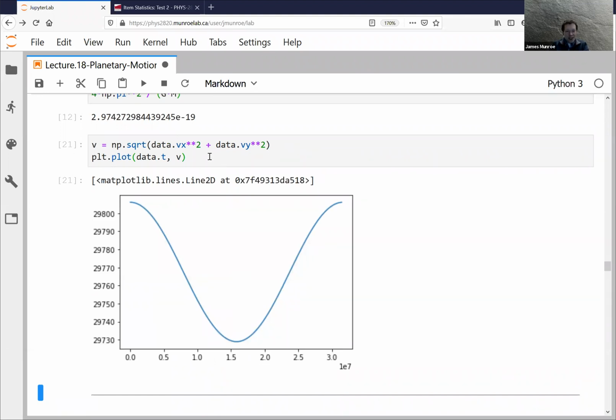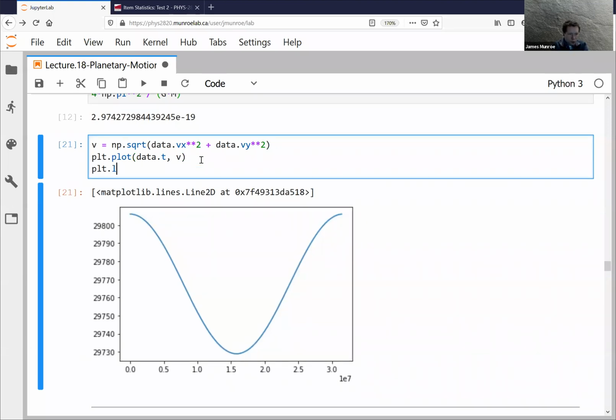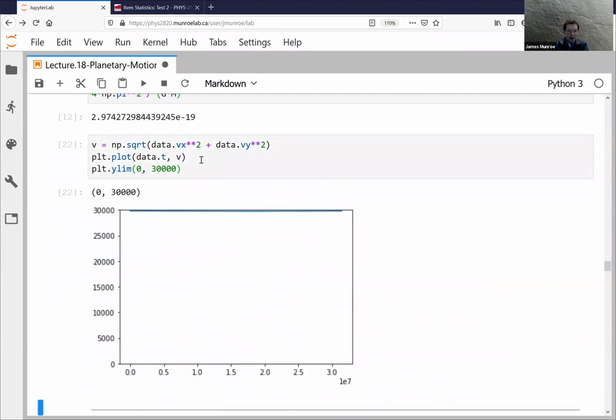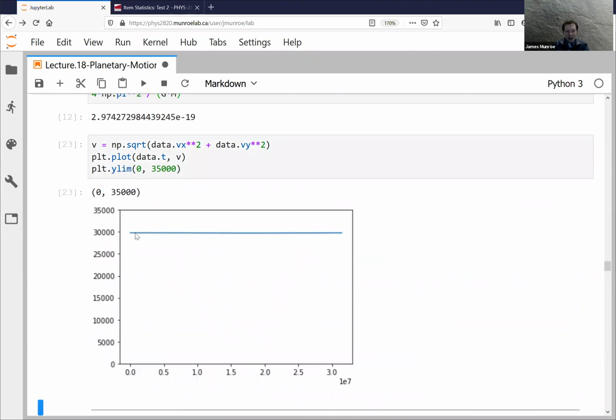Now, you may look at this thing and think, that's not a constant, that's varying. But again, look at the numbers. See the 298? For all intents and purposes, that's just a straight line. On that scale, that's just a straight line. The velocity is effectively a constant all the way through.